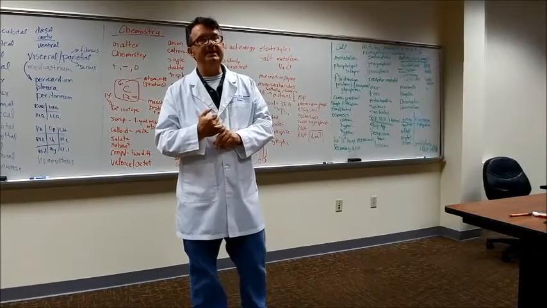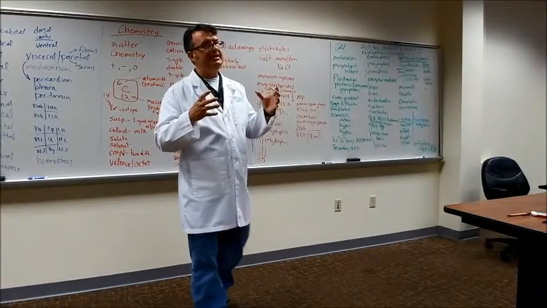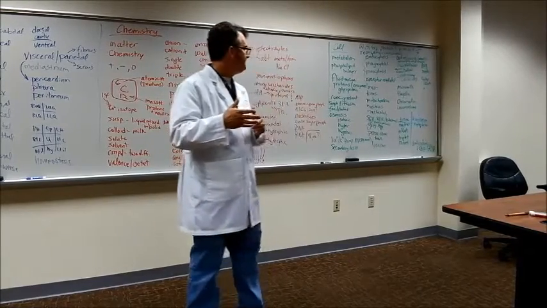The mitochondrion is the powerhouse of the cell. The nucleus is the control center. That's where the DNA is usually contained. The nucleolus is where RNA is made.